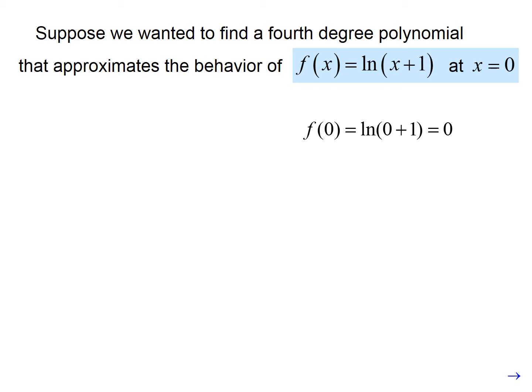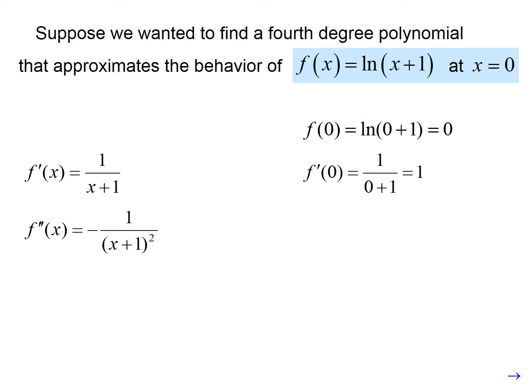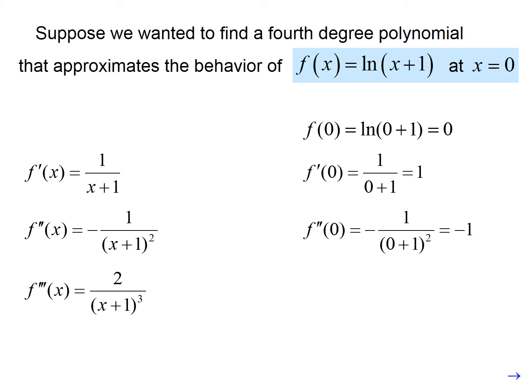So our first step is to evaluate the natural log of x plus 1 at 0. Now we're going to take the derivative of the natural log of x plus 1. Using chain rule, we get 1 over x plus 1. We're going to evaluate this at 0. We're going to take the second derivative and evaluate it at 0. The third derivative, evaluate it at 0.